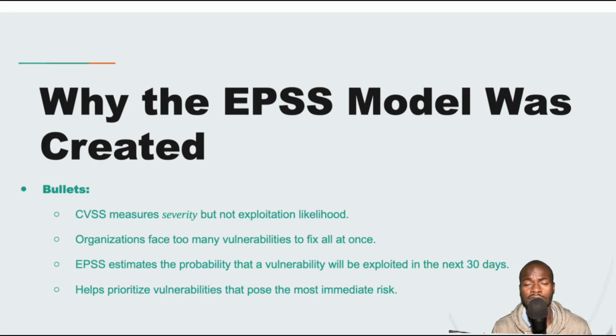So the reason the EPSS model was created is because CVSS measures severity, but not likelihood. Organizations usually face too many vulnerabilities to fix all at once, and that makes it hard to decide what to focus on. EPSS helps solve that by estimating the probability that a vulnerability will be exploited in 30 days. This way, teams can prioritize the vulnerabilities that pose the most immediate risk, using their time and resources more efficiently. This probability-based approach fills the biggest gap left by the CVSS approach.